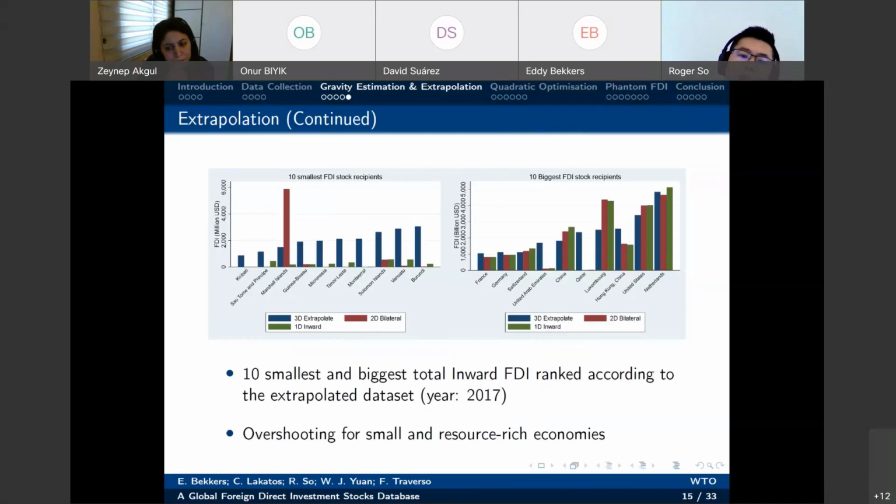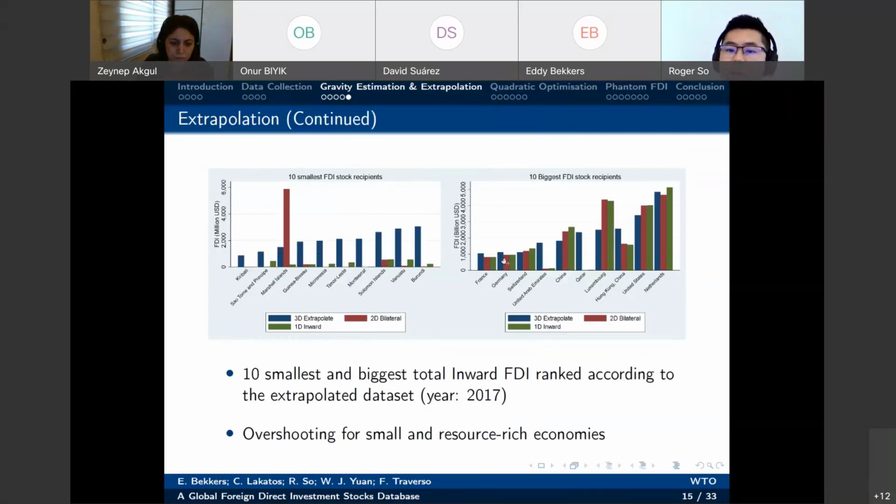So on the left-hand side, you can see that for the 10 smallest FDI recipients, the three-dimensional extrapolation is significantly higher than what countries have reported under the two-dimensional and one-dimensional. This suggests a real overestimation for all of these very small countries.